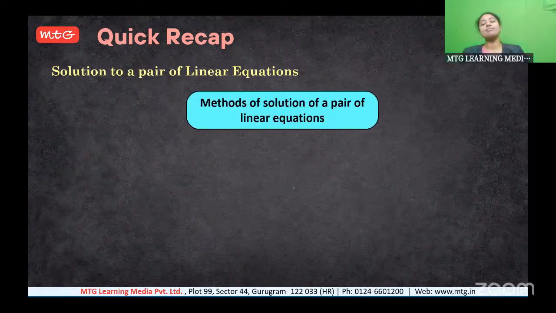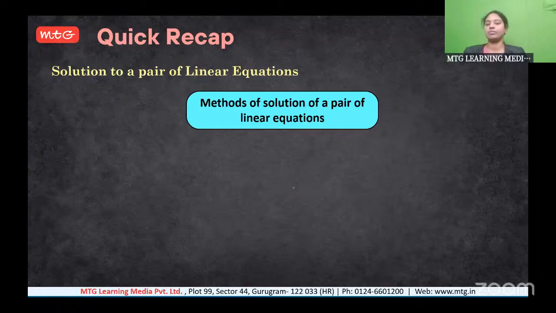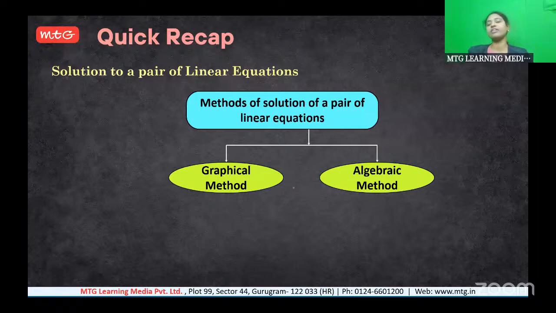There are various methods of solving this linear equation. How do we solve it? First and foremost, by the method of graphing. As I've told you, your 5 marks questions would be from this graphical category. So if you are solving the equations graphically to find the x and y values, your long answer type questions would be in this category.